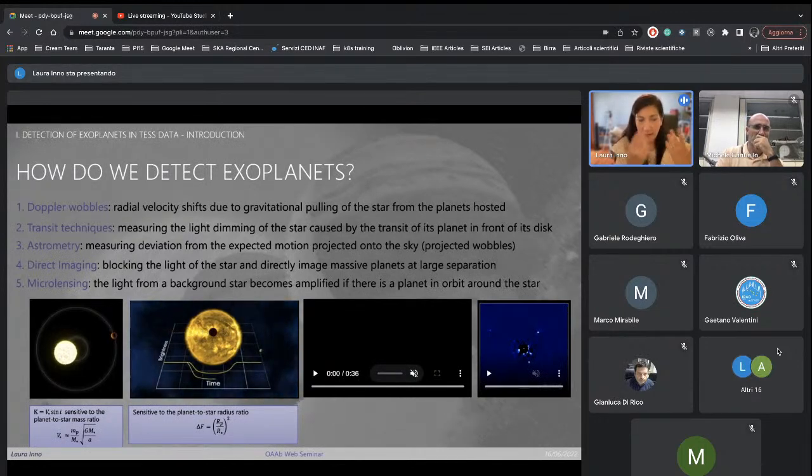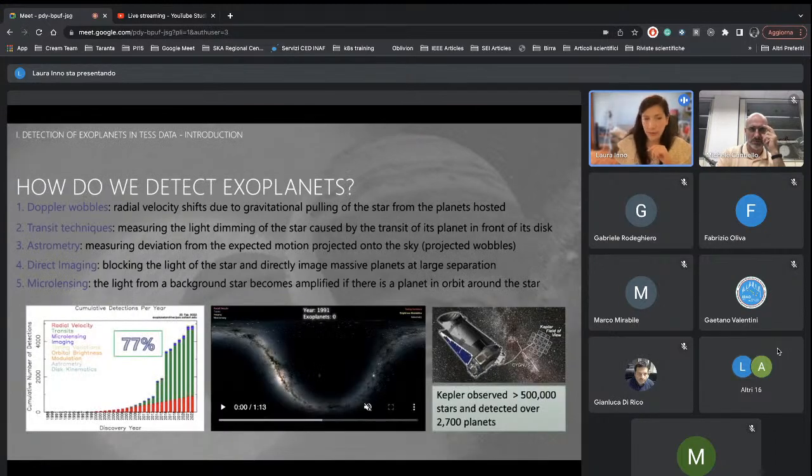Sometimes it's useful to have detection with both methodologies, the Doppler shift and the transit technique, in order to get the bulk density of the planet. But if we look at the number of detections for each of these methodologies, you can see that the transit technique is the most prolific. It's thanks to transit that we found 77% of the known exoplanet population to date.